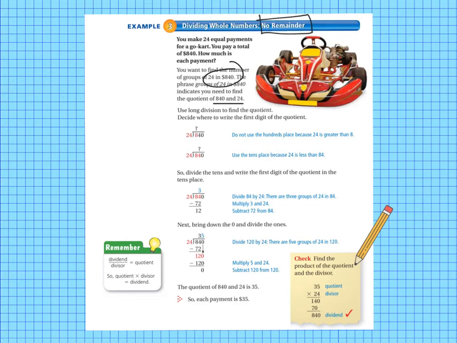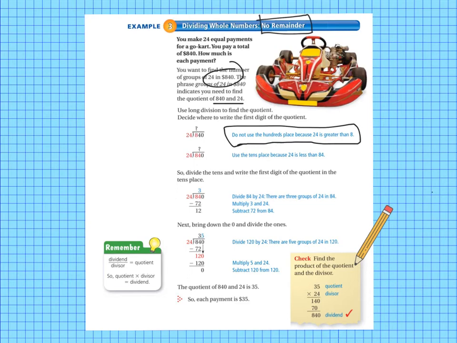Going to use long division to find the quotient. So you decide where to write the first digit in the quotient. You ask yourself, does 24 go into 8? It says do not use the hundreds place because 24 is greater than 8. 24 does not go into 8, so you don't put a number over that. Some students like to put an X over that so they don't accidentally put their numbers in the wrong spot.